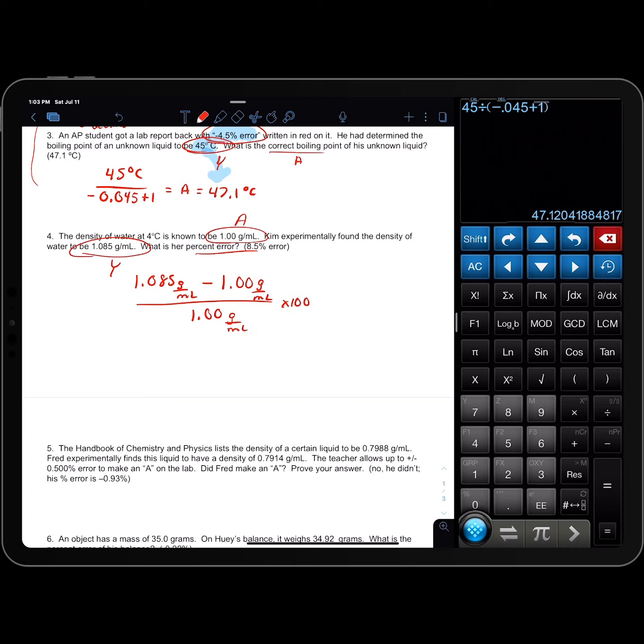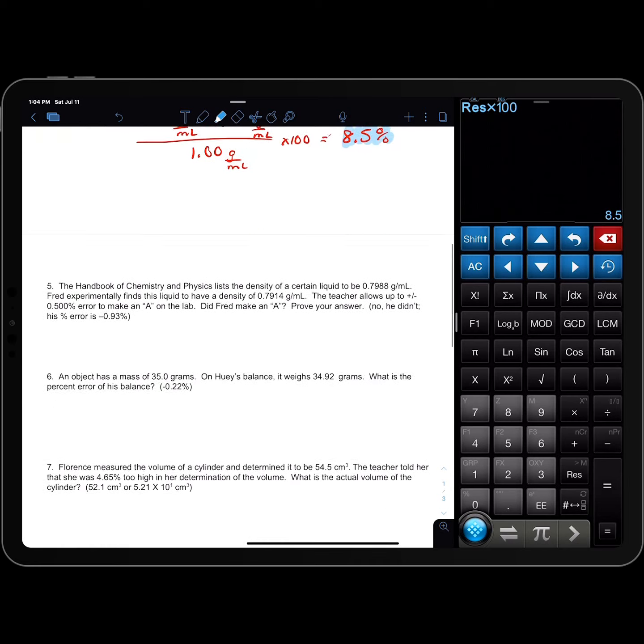Let's see if we come up with the right answer. Clear it out. We go 1.085 minus 1 divided by 1 times 100 equals, we have a value of 8.5% off. So it makes sense, because what was her number? Bigger than the actual. So that means that this value would be positive.